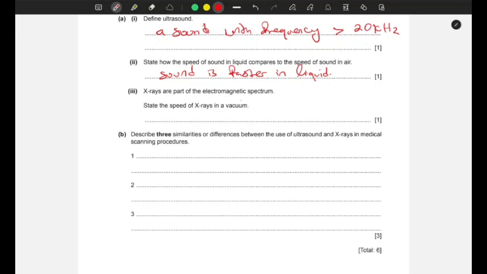X-rays are part of the electromagnetic spectrum. State the speed of X-rays in a vacuum. So electromagnetic spectrum, each part of the spectrum has a speed of 3 times 10 to the power of 8 meters per second in a vacuum. So this is the speed of light. They all travel at the speed of light in a vacuum, so they all have the same speed.